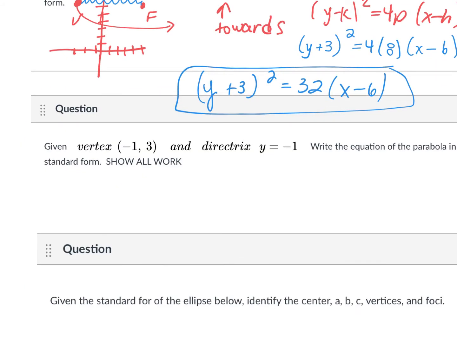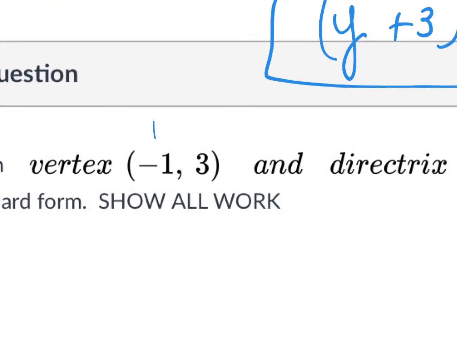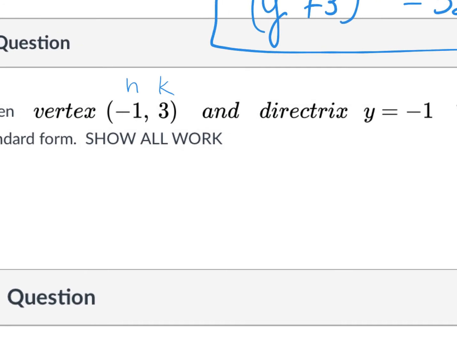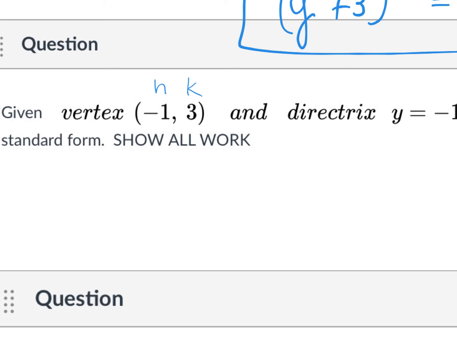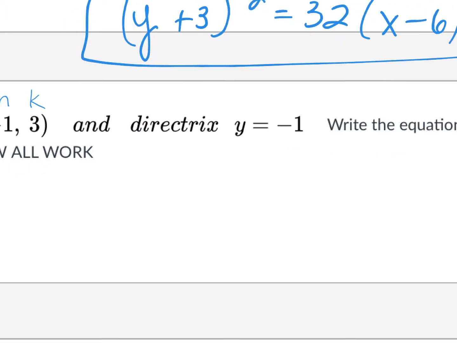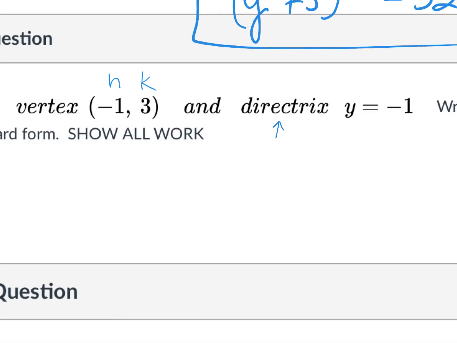All right, given the vertex, guys, if they give me a vertex, I can already write, this is my h, this is my k, right? The directrix is y equals -1. That means we're talking about a parabola, right? My parabola opens where? Towards or away? Away. Good.